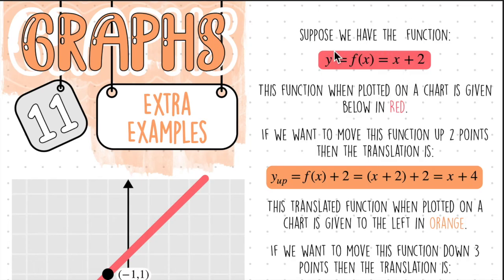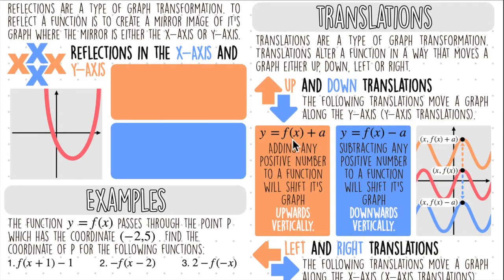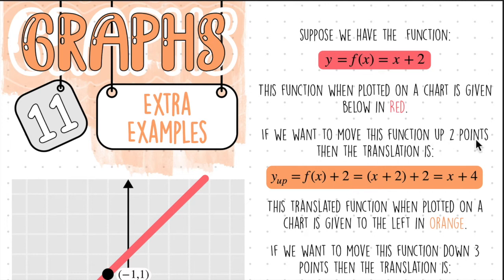Okay, so here we have our function, y is equal to f of x, where f of x is equal to x plus 2. If we want to translate this function's graph by moving it up by 2, then as we've just learned, we need to add 2 to the function. So let's look at how this is done. Our translated function I'm going to call y subscript up, and it is equal to f of x plus 2. Do you remember what we saw here? We've got the f of x plus a. Well, we know we're wanting to move up by 2, so we've got f of x plus 2.